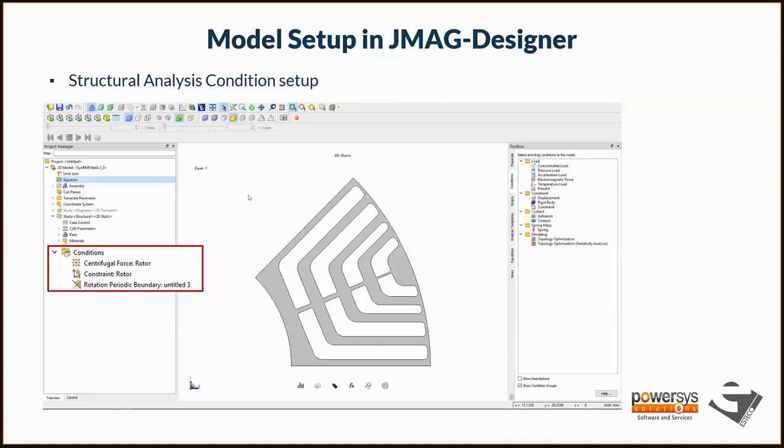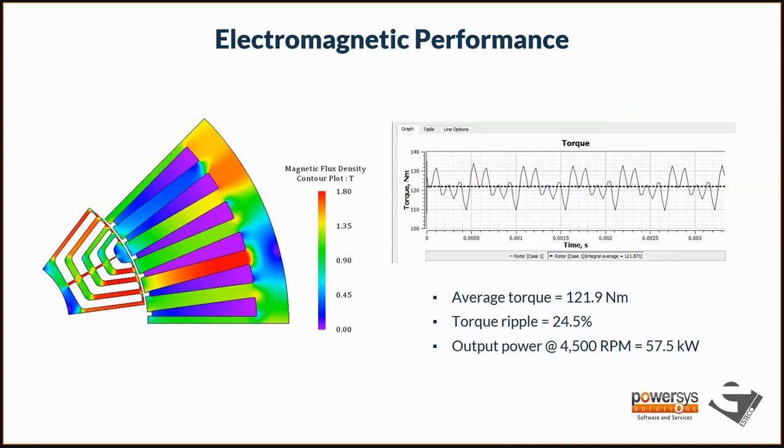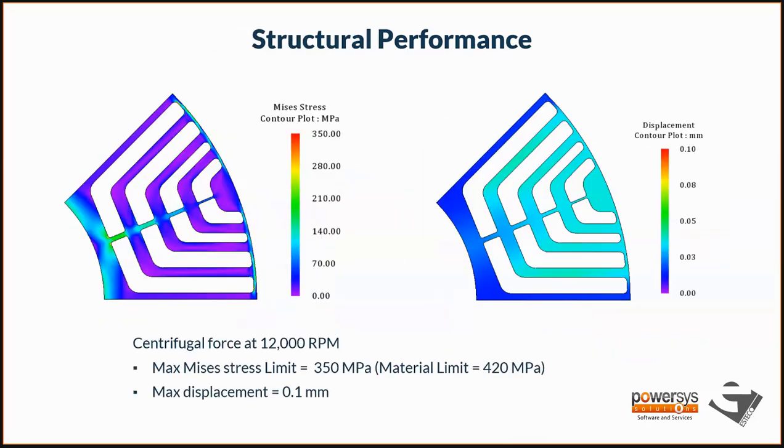So with that, I ran the electromagnetic analysis, and on the left here is the contour plot for magnetic flux density, and on the right here is the torque output from the FEA tool. So this model is giving an average torque of 121.9 newton meter with a torque ripple of almost 25%, which is quite high. And the output power at 4,500 RPM is only 57.5 kilowatts, which is quite short of the 80 kilowatt target. And then on the structural side, the analysis is performed at 12,000 RPM.